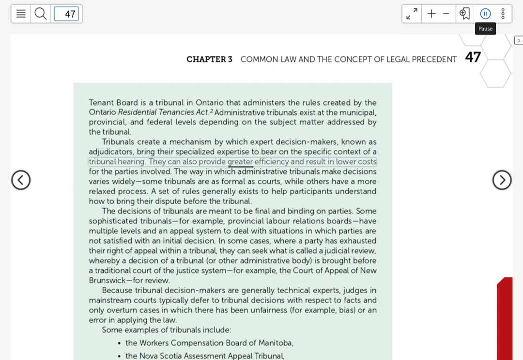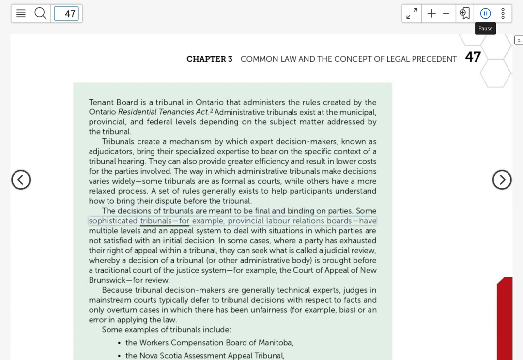They can also provide greater efficiency and result in lower costs for the parties involved. The way in which administrative tribunals make decisions varies widely. Some tribunals are as formal as courts, while others have a more relaxed process. A set of rules generally exists to help participants understand how to bring their dispute before the tribunal. The decisions of tribunals are meant to be final and binding on parties.